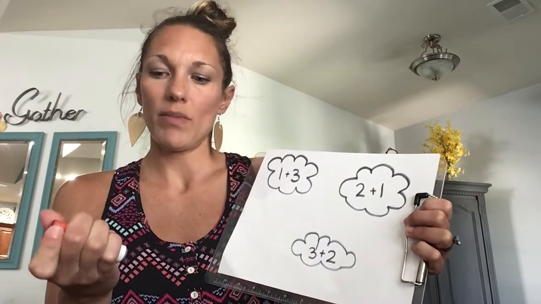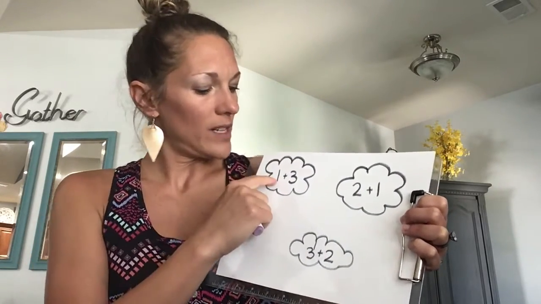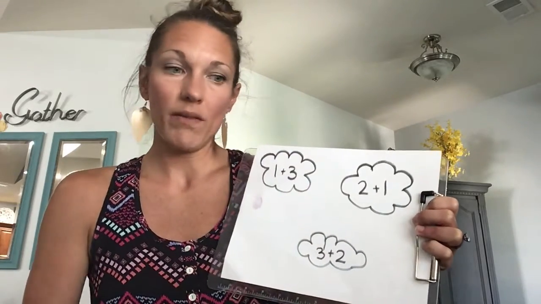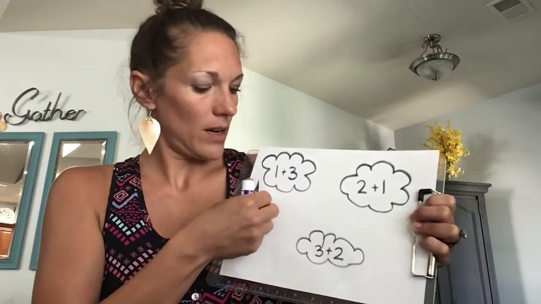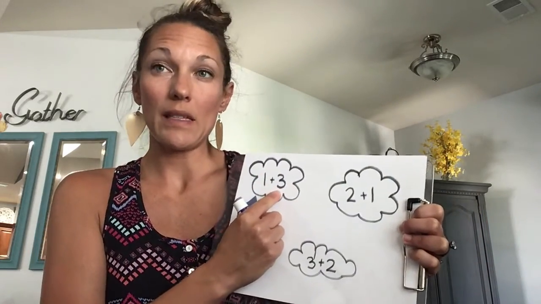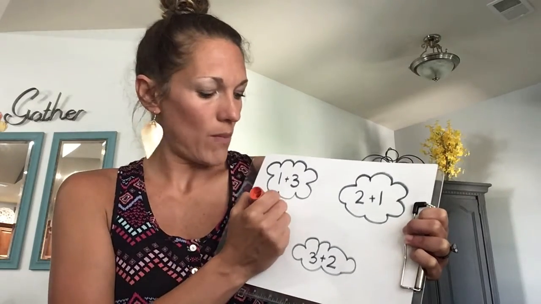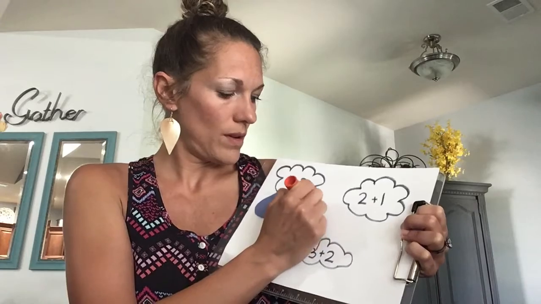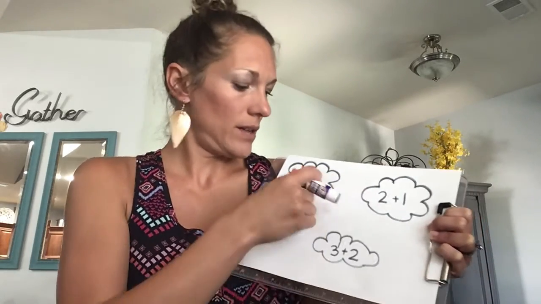So I'm going to use my glue stick, and I'm going to go ahead and put the dots for the numbers that I have on my clouds. So I'm going to roll my glue up a little bit. Now my first number is 1, so I'm going to make a dot right here for my 1 raindrop and stick it on. My next number is 3, so I'm going to make 3 more dots right here. 1, 2, 3. And then I'm going to stick on those raindrops.